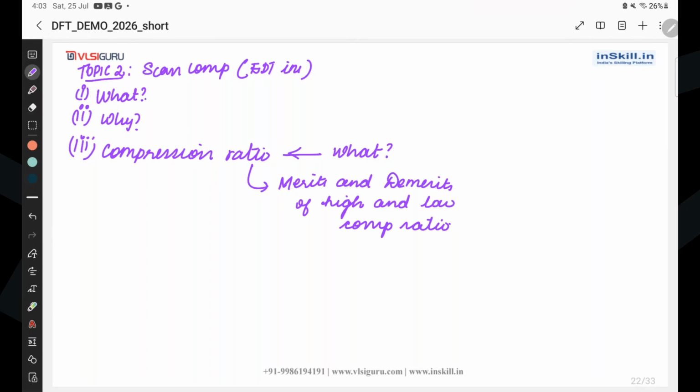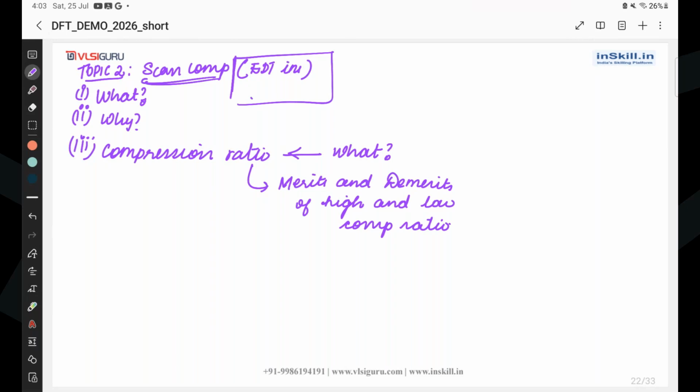So what is scan compression? Why do we need to go for scan compression? And there will be a quantity called compression ratio. So what is that quantity, and what are the merits and demerits of having high and low compression ratio? We will be understanding. And in order to achieve scan compression, if you are using Mentor Graphics tools, we will be adding a logic called EDT logic. The full form of EDT is embedded deterministic test.